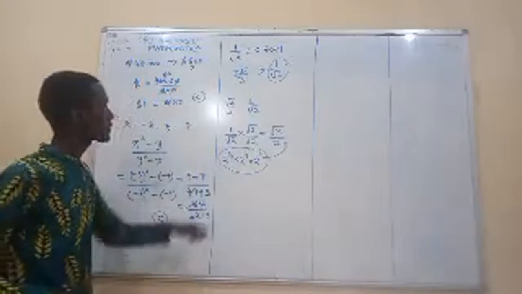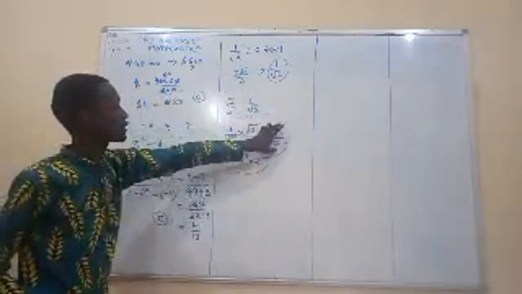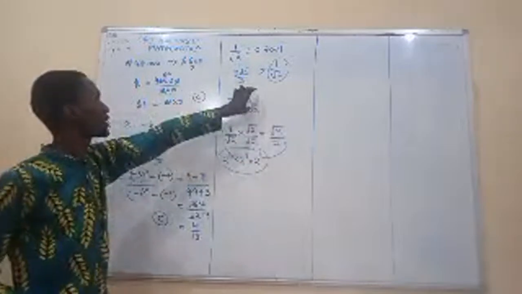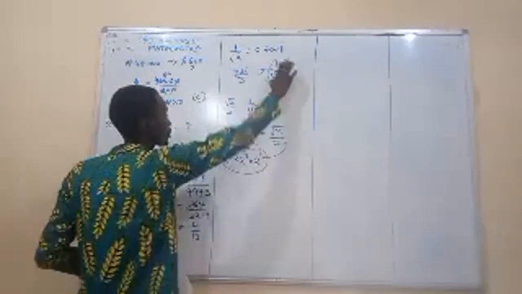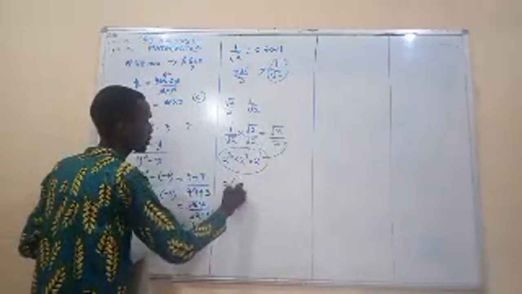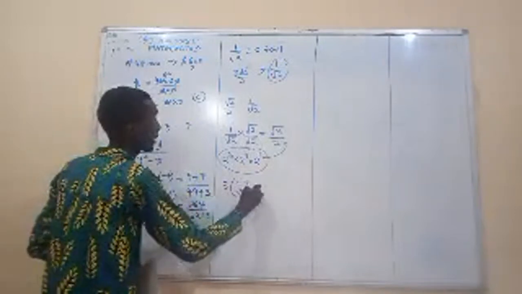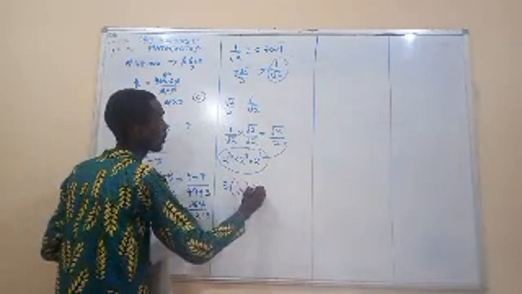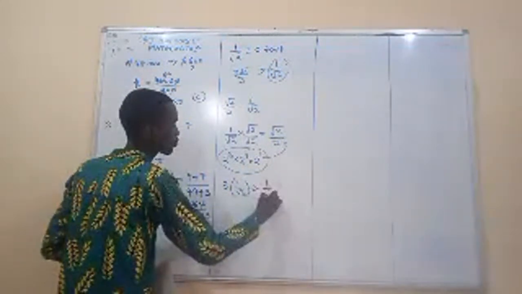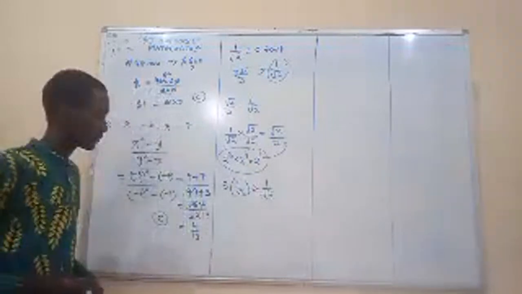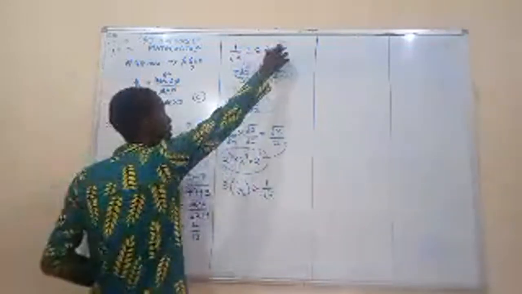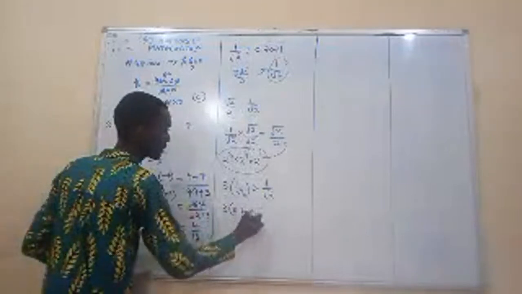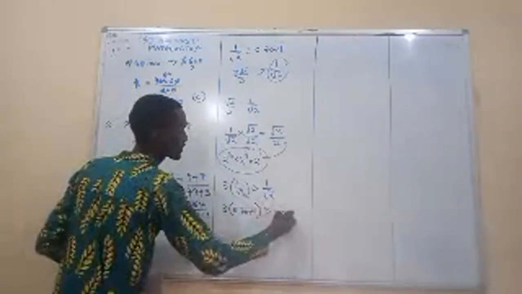So if this is the same as this, and it's obtained by manipulating this, it means this expression would be 3 into 1/√2, greater than 1/√2. But the question says by how much? This is 0.701, so that will be 3 times 0.701 greater than 0.701.